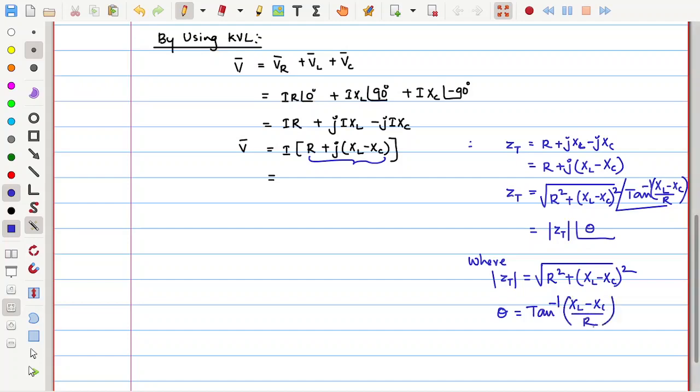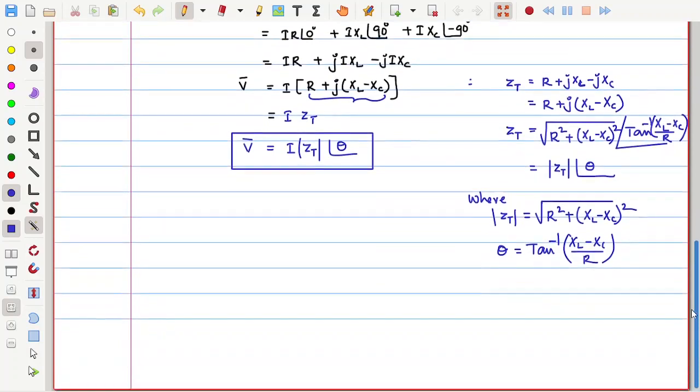Now I can put this R plus j XL minus XC as ZT, this entire thing as ZT, and ZT can be written as mod ZT at an angle theta. So I'll write this as I mod ZT at an angle of theta. So this is the total voltage across the entire RLC combination. Now if you want, you can even go with the phasor diagram.